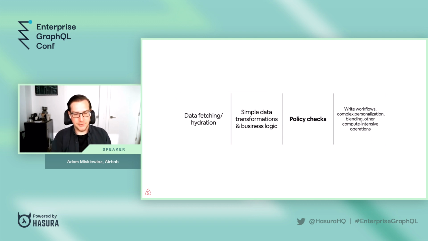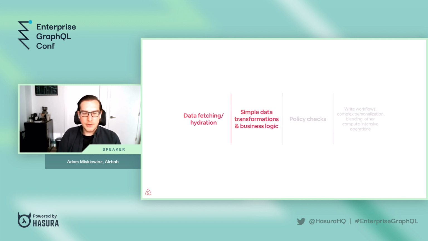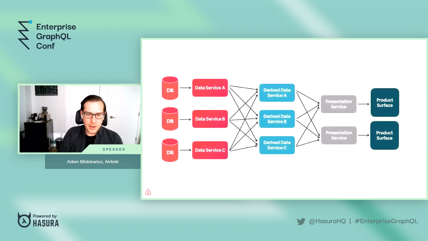Services perform policy checks to ensure the data that they're vending is being seen by the right user. And finally, some services have a bunch of other types of complex logic within. They orchestrate writes across multiple models, perform complex personalization, do blending, which is especially the case for search, or perform other compute-intensive operations. Viaduct reduces the data fetching and hydration boilerplate that we find throughout our service hierarchy, while also simplifying the simple data transformations and business logic that our services perform. That's what we're trying to get at with Viaduct. So if we go back to our 30,000-foot architecture diagram, let's look at what this is starting to look like in 2020 as we roll out Viaduct more widely.